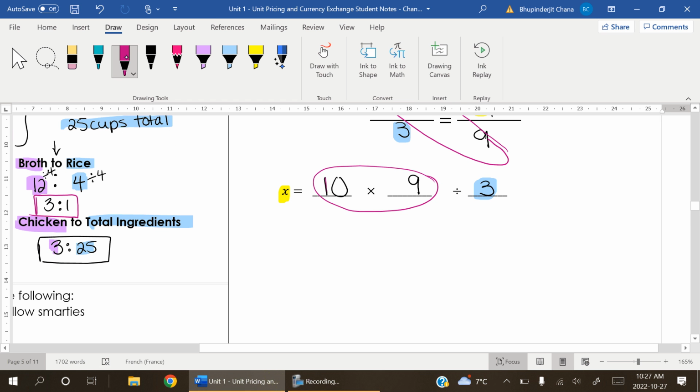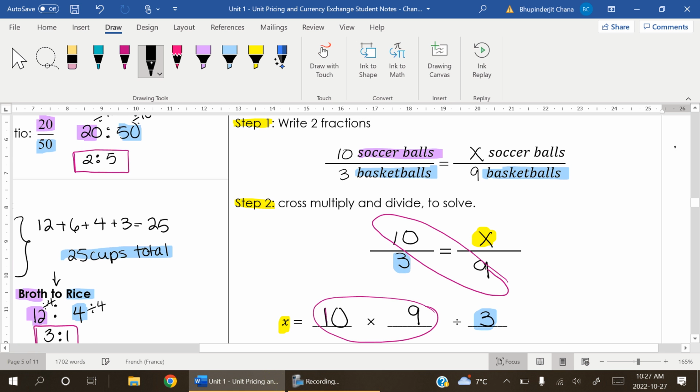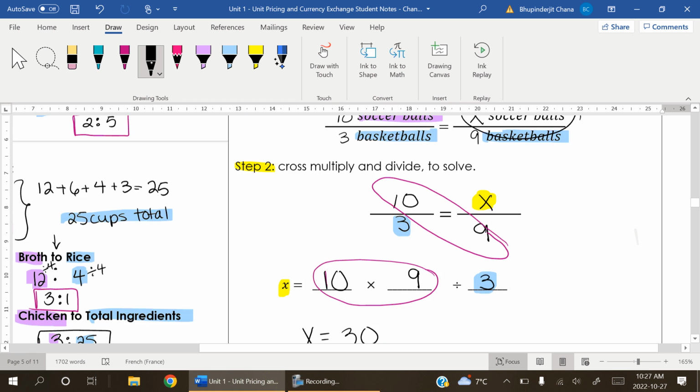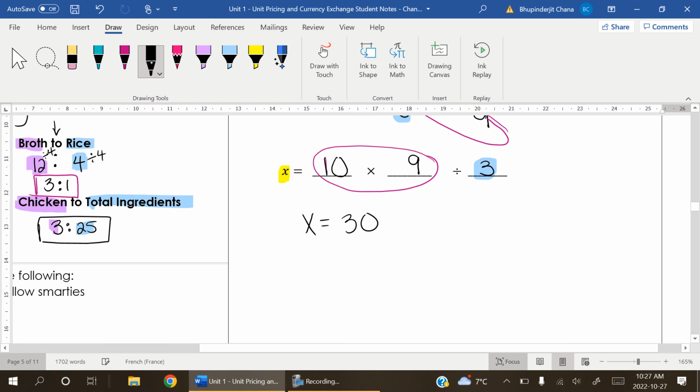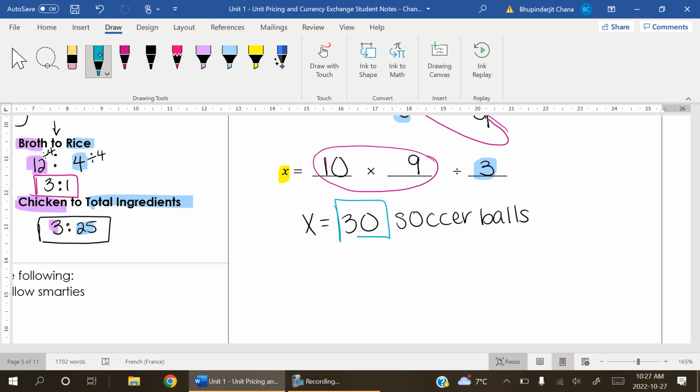Let's plug that into our calculator. So 10 times 9 divided by 3. Okay, x is equal to 30. Now, what was this number that we're representing with? We said it was soccer balls. So x is equal to 30 soccer balls. Now in D2L, you would just put 30 inside the box, and I would have soccer balls written outside.